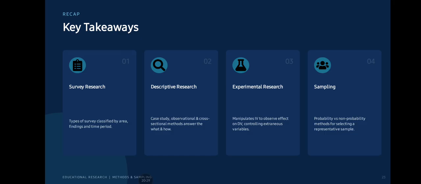The next is the recap. The key takeaways of this session. Survey research. Types of survey classified by area, findings and time period. Descriptive research. Case study, observational and cross-sectional methods answer the how or what. Experimental research manipulates IV to observe effect on DV, controlling extraneous variables. Sampling, probability versus non-probability methods for selecting a representative sample.